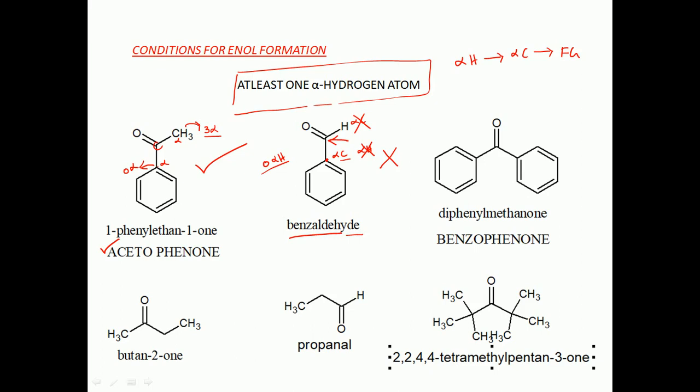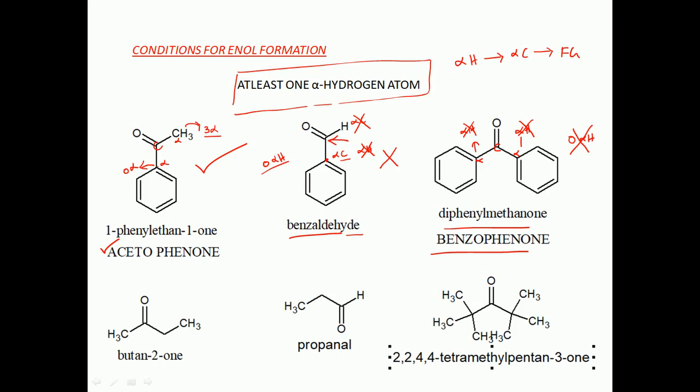Third example is benzophenone or diphenyl methanone. Here also the functional group is this carbon, and the carbon directly attached to the functional group is an alpha carbon. On the right hand side you have one alpha carbon, on the left hand side also you have an alpha carbon, but on this alpha carbon there is no hydrogen present. Again on this alpha carbon also no hydrogen is present. The total number of alpha hydrogens in this molecule is 0. If there are no alpha hydrogens, this molecule cannot participate in keto-enol tautomerism.